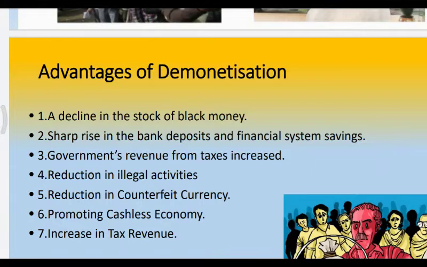A sharp rise in bank deposits and financial system savings. This will increase the liquidity position of the banks. After the demonetization, people have deposited their banned currencies in the banks. It has improved the liquidity position of the banks considerably.